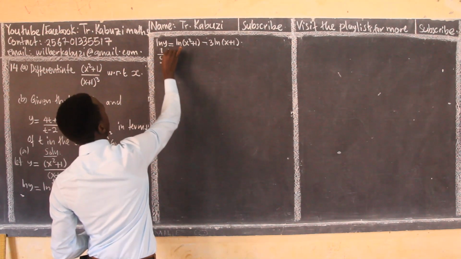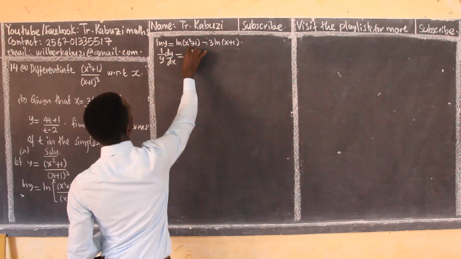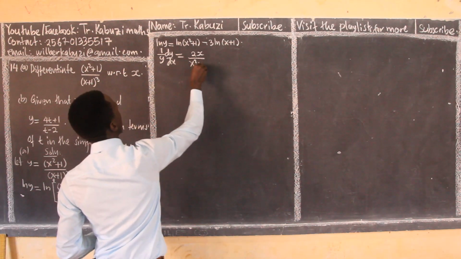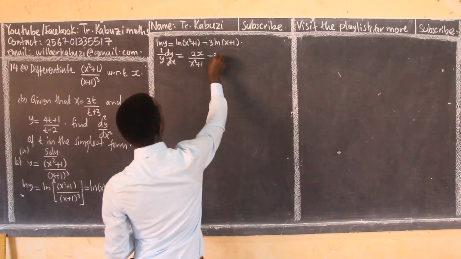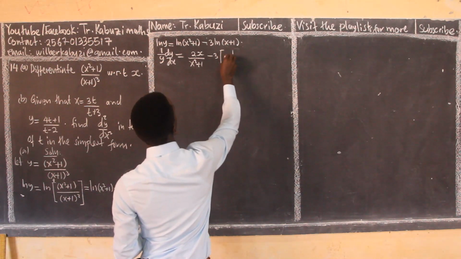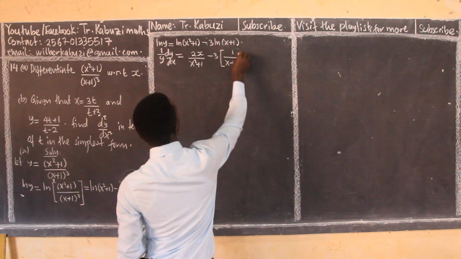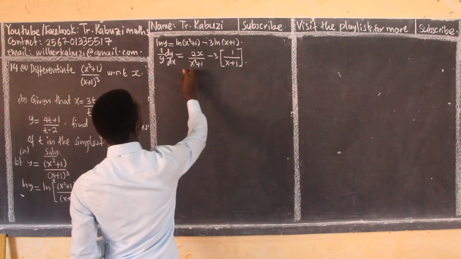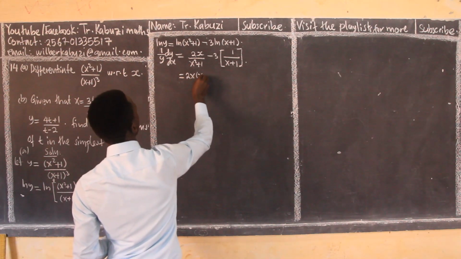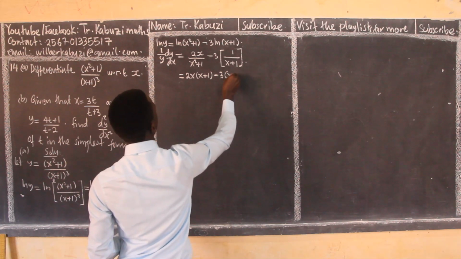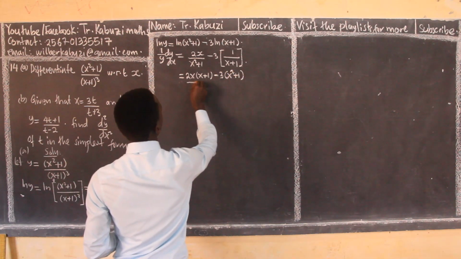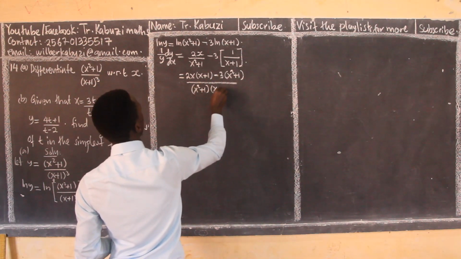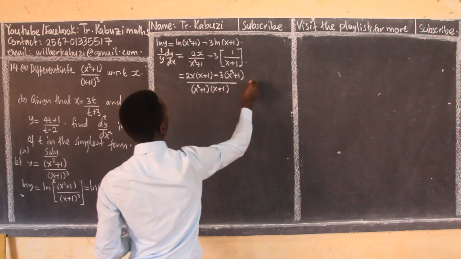So 1 over y, dy dx. This one, differentiate this, we get 2x over the original function. This is how we differentiate natural logarithm. Minus 3 into, differentiate this, we get 1 over the original function there. Now from there, we just cross multiply and also take y this side. So this comes there. The whole thing over this and this. Then I multiply y this side and multiply y the other side.